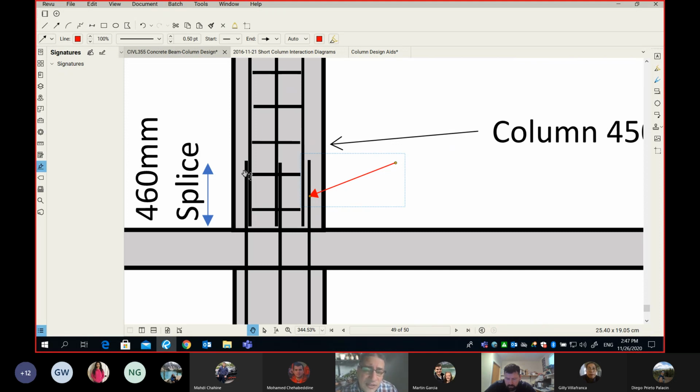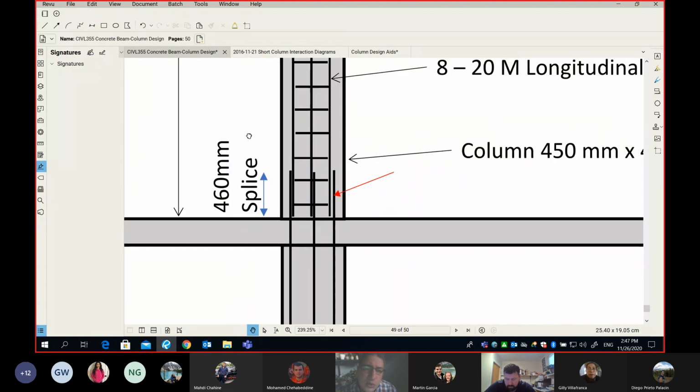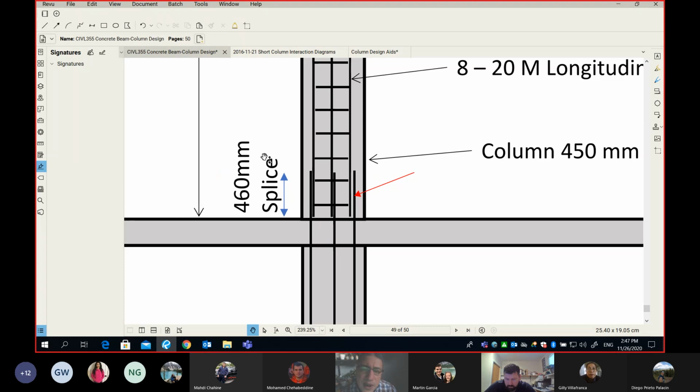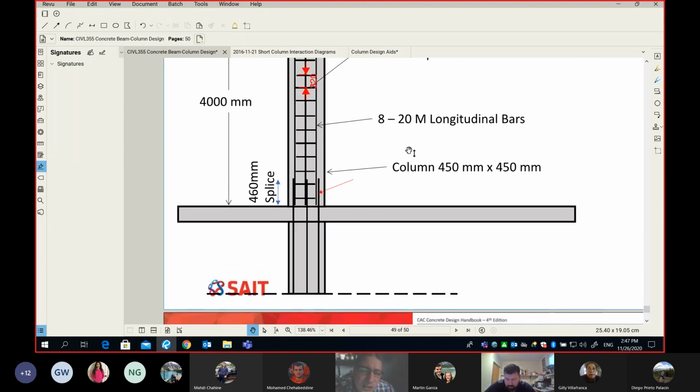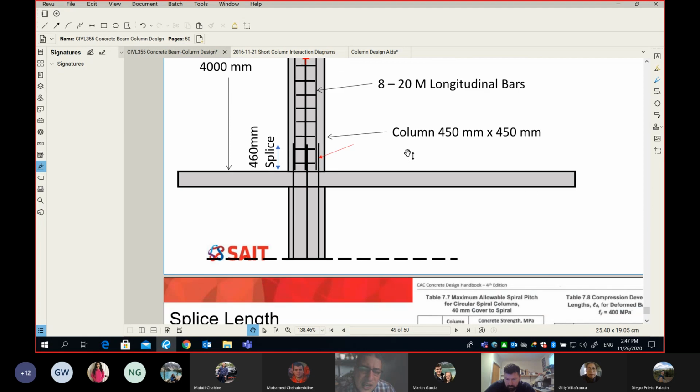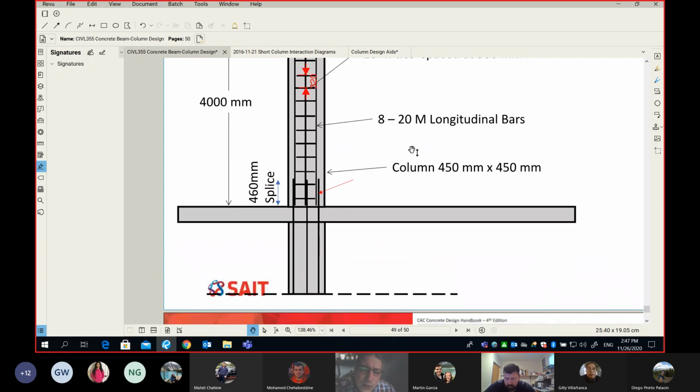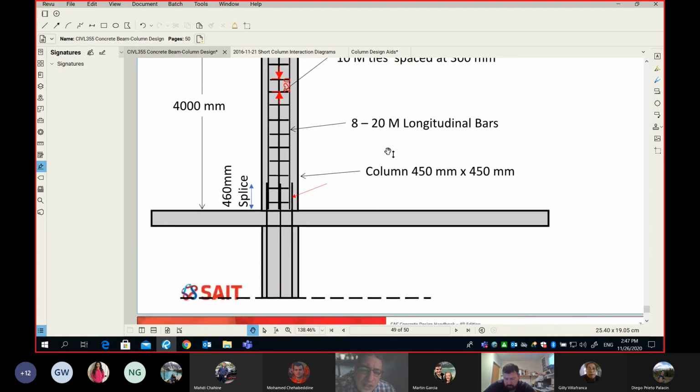Between the starters and the cage, we must maintain a minimum value. We cannot make those starters very short. We have to make sure that we have a minimum value called splice length. To be honest, I would postpone this to the next class because I need to give you a little bit of description. So I will postpone this to the next class.